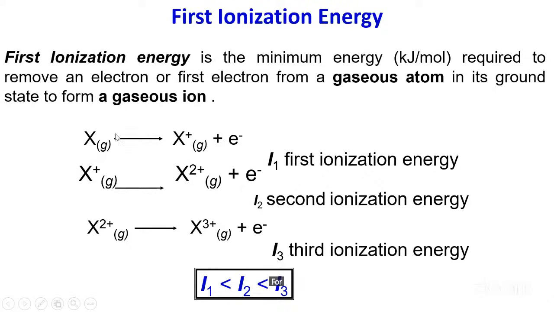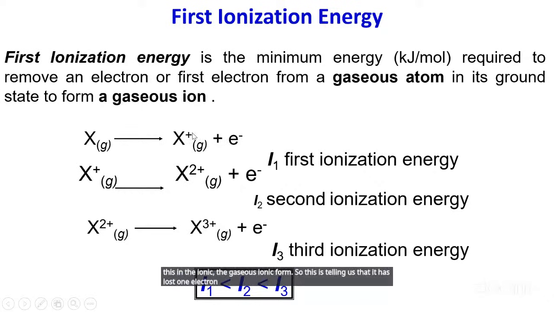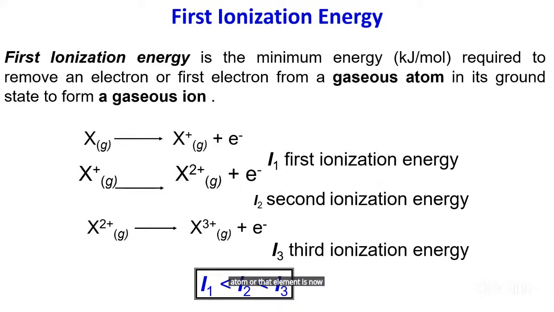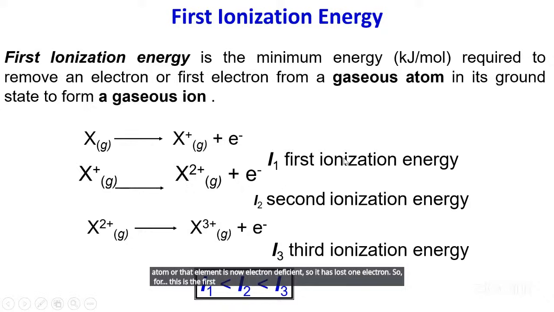For the first ionization energy, it is going to lose the first valence electron, and that is why you have it as this gaseous ion. So this is telling us that it has lost one electron. When you see a positive sign, that means that atom or that element is now electron deficient. So it has lost one electron. So this is the first ionization energy.